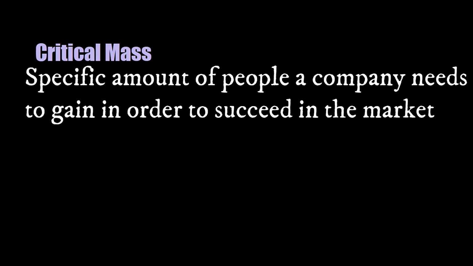You also need to understand the concept of critical mass in order to understand network effect. In order to get the benefit of network effect, companies need to reach a critical mass. Critical mass is the specific amount of people that a company needs to reach in order to be successful in the market. If the user growth rate is really slow and the company fails to reach critical mass, they will eventually fail. Now let's talk about another example, Airbnb.